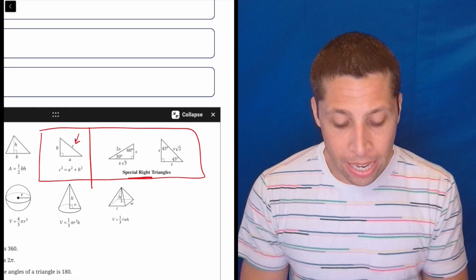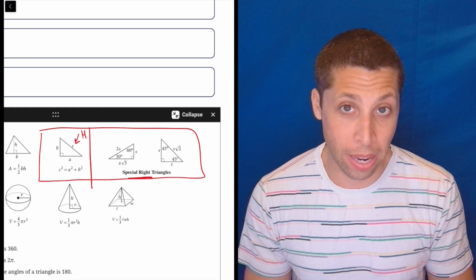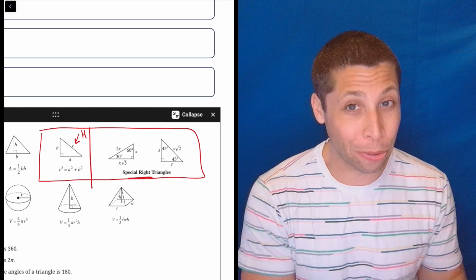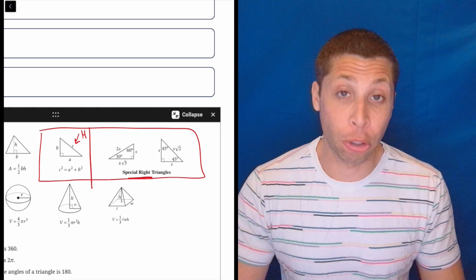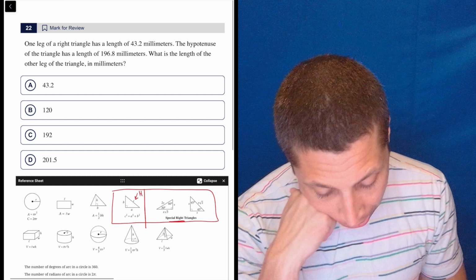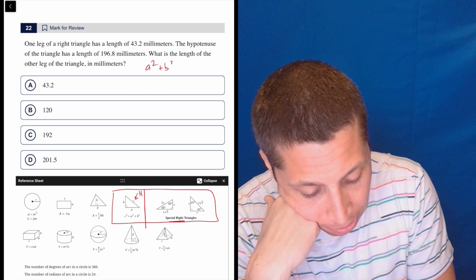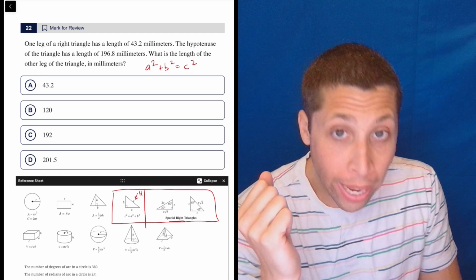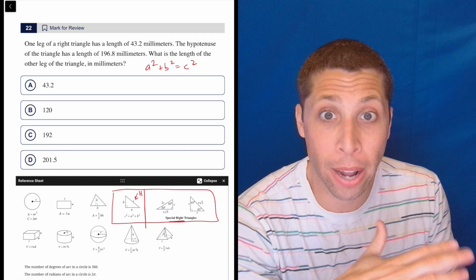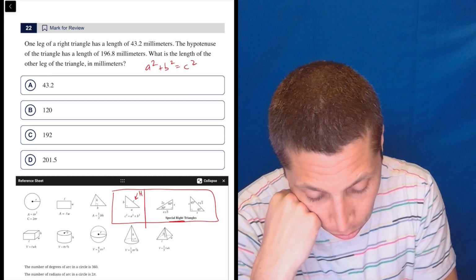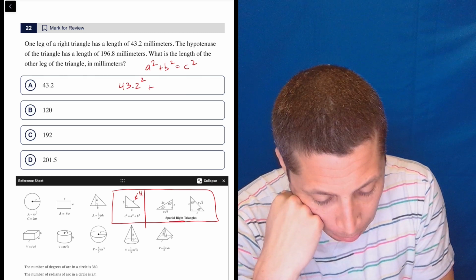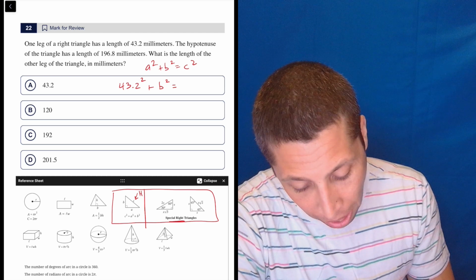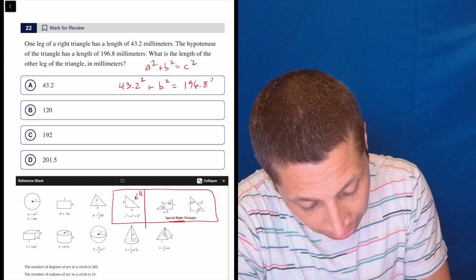The key is C is the hypotenuse, so we have to make sure we put things in the right place. They have it as c squared equals a squared plus b squared. I learned it as a squared plus b squared equals c squared. It does not matter. That is the same thing. But let's just make sure we put things in the right places here. So I'm going to do a squared plus b squared equals c squared because it makes more sense to me. One leg of a right triangle, well, A and B are both legs, and for mathematical reasons, it doesn't matter which one we plug it into, so that's okay. So we could just do 43.2 squared plus b squared. But it does matter that the hypotenuse goes in C, and they tell us that the hypotenuse is 196.8.